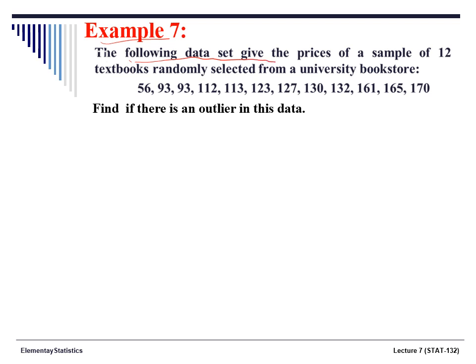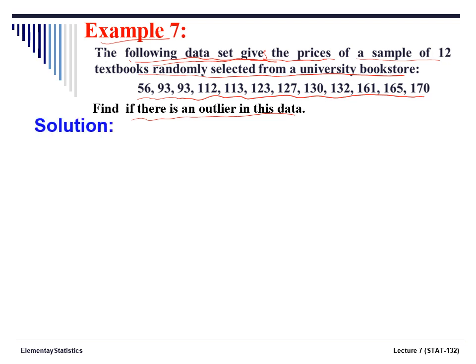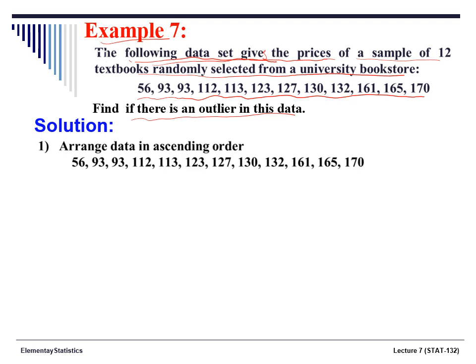The following data set gives the prices of a sample of 12 textbooks randomly selected from a university bookstore. And here is the list of the prices. Now find if there is an outlier in this data. The first thing you have to do is put them in ascending order, then find Q1 and Q3.